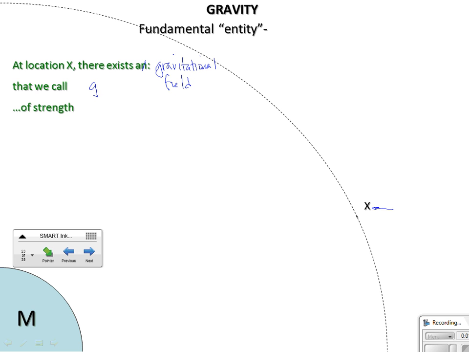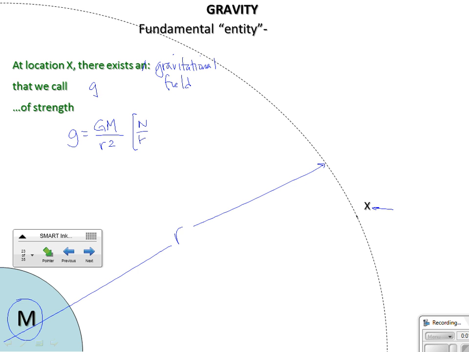And the strength of little g, hopefully by now we're okay with the fact that if this is some big M, we'll call it G times big M over r squared, where r is the distance from the center of that object, that mass M, to there. It's measured in newtons per kilogram.